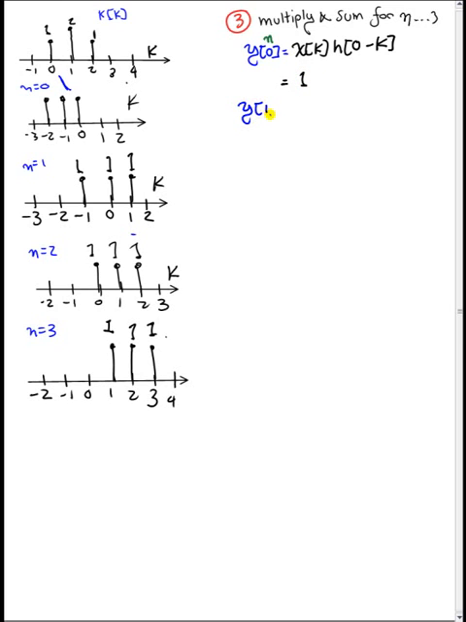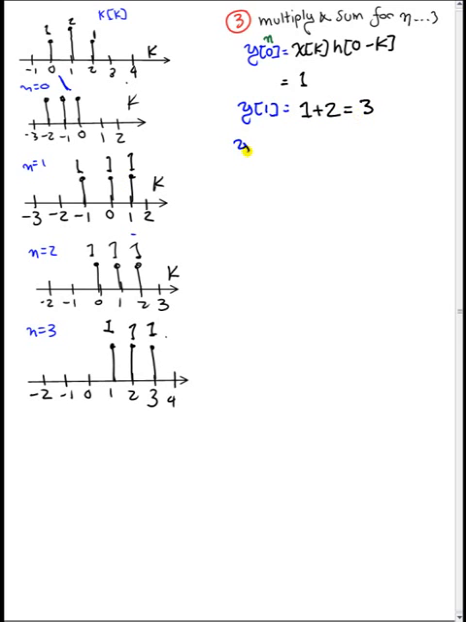Now for y1, at index 0 you're going to end up with 1 times 1, which gives you 1, plus at index 1 you end up with 2 times 1, which gives you 2, right? So that's equal to 3.